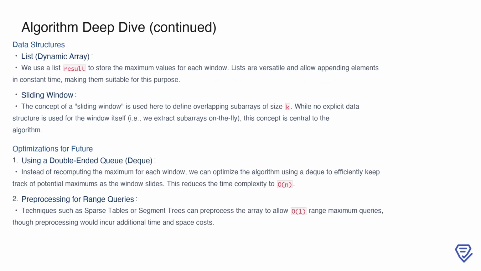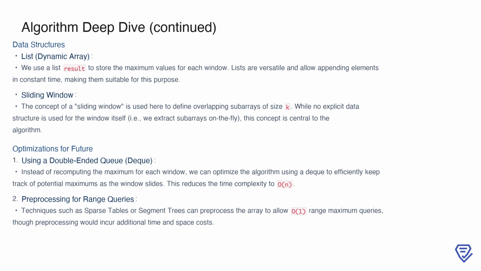To implement the brute force approach, we primarily rely on lists. The result list is crucial as it stores the maximum values for each window, and Python lists are ideal for this task due to their dynamic nature and constant time appending. The sliding window itself is just a conceptual tool here, as we extract subarrays directly from the input array without maintaining a separate data structure for the window.